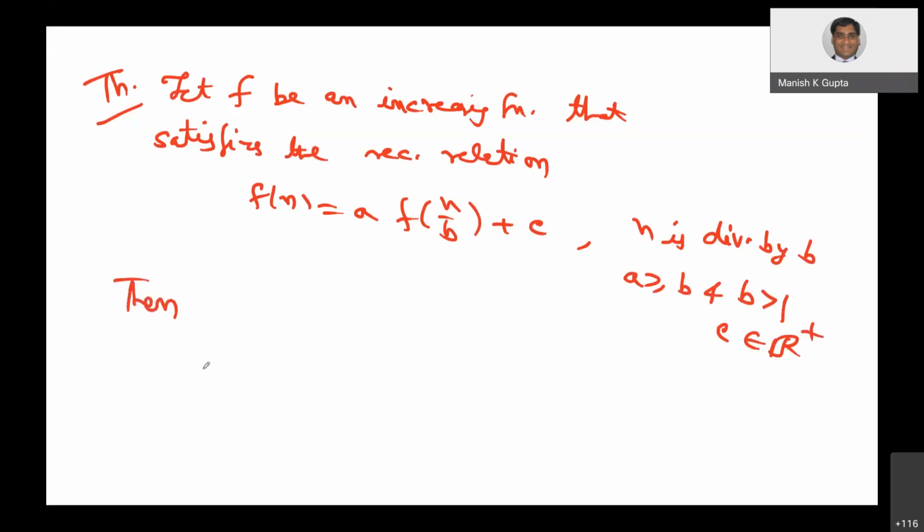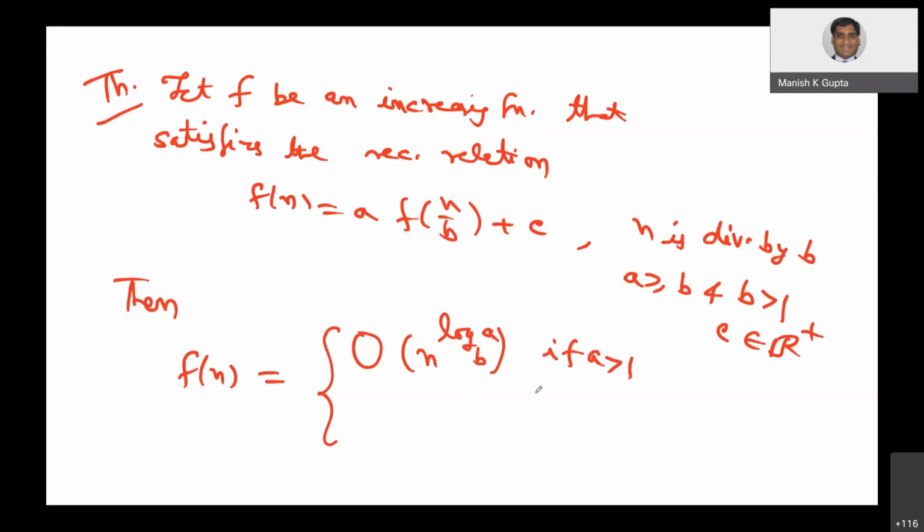Then we can write f of n as big O of n raised to power log b base a if a is greater than 1, and this value is big O of log n if a is equal to 1. Okay. So this is a very general result. From this recurrence relation, we can prove this. The proof is given in the notes actually. So if you want, you can read it. It's a fairly easy proof, and maybe you can try to prove it yourself. That the complexity, basically the big O notation, f of n is big O of this or this.